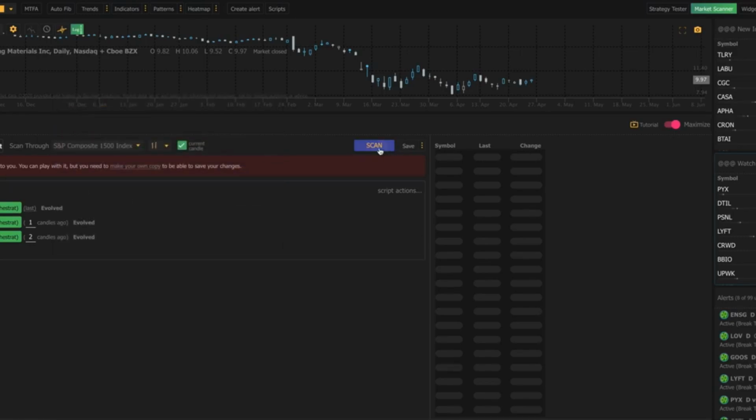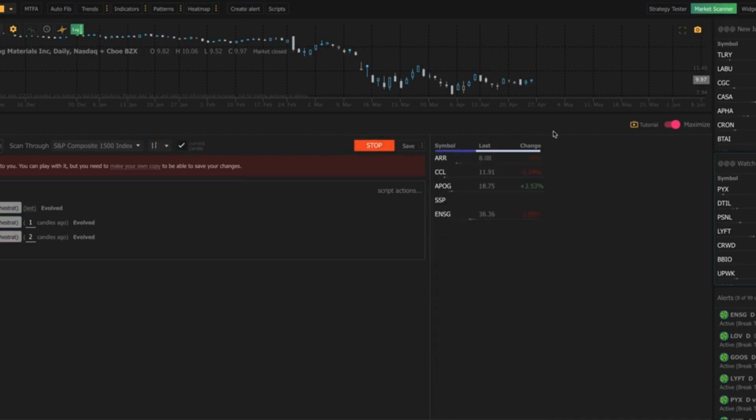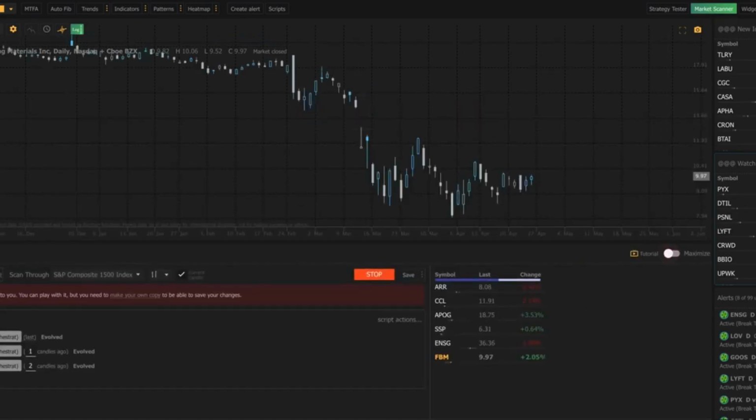That's a lot of symbols. So let's see what we find. Now, when I start the scanner, the system is actually doing something really cool in the background. So while it's doing that, just understand it's literally checking every one of the 1500 symbols in that index, calculating their weekly charts, identifying the last 4 candles, and making sure that the patterns it finds fit this style.